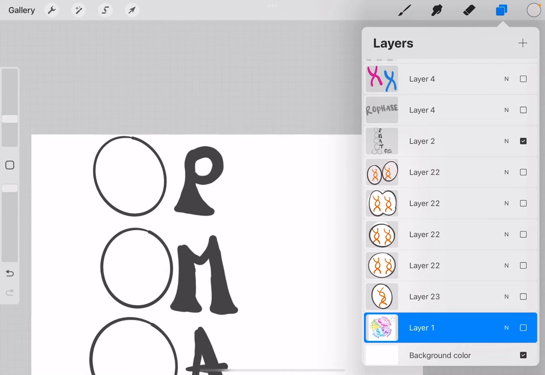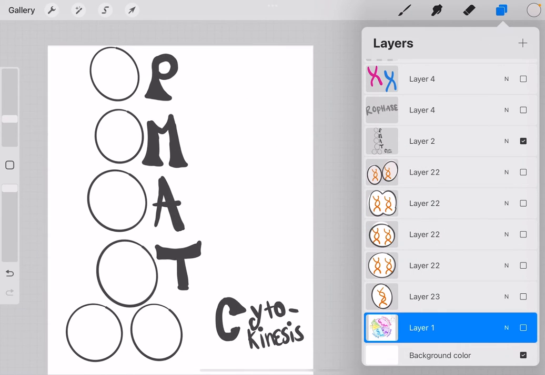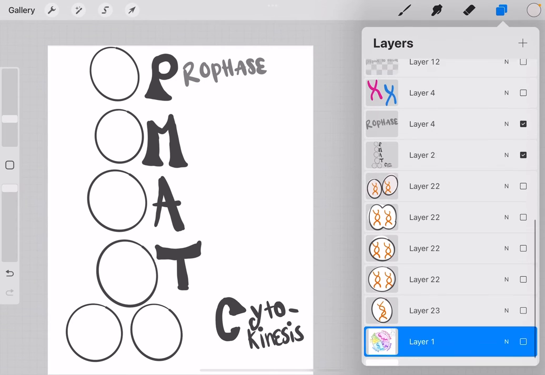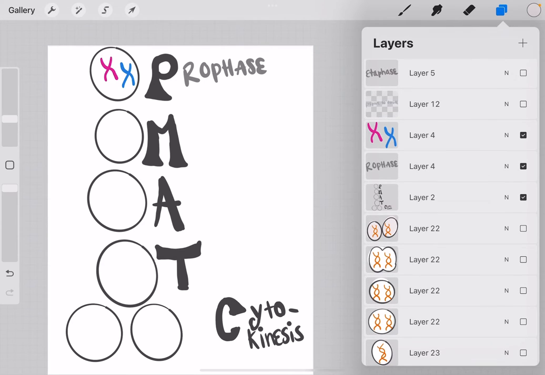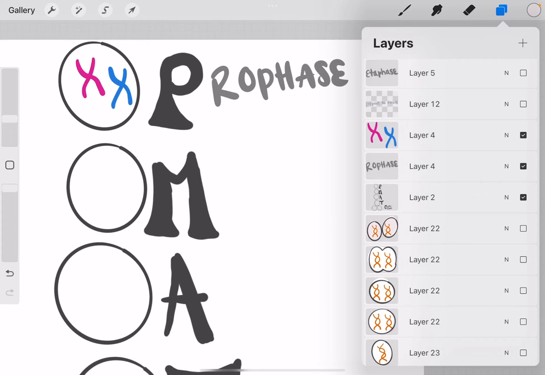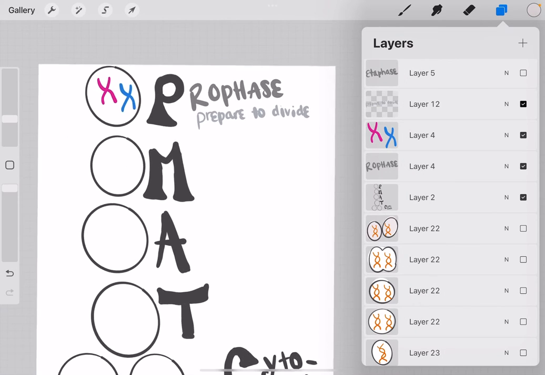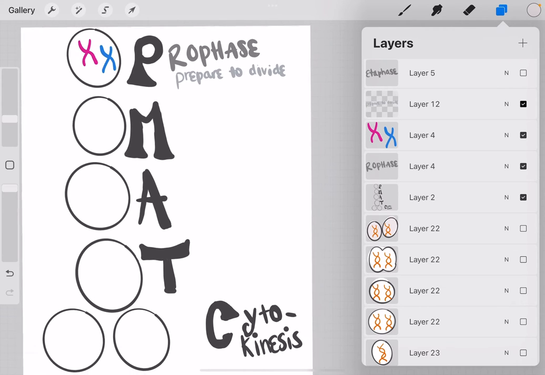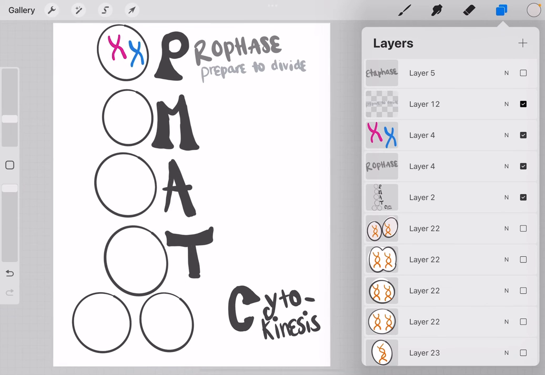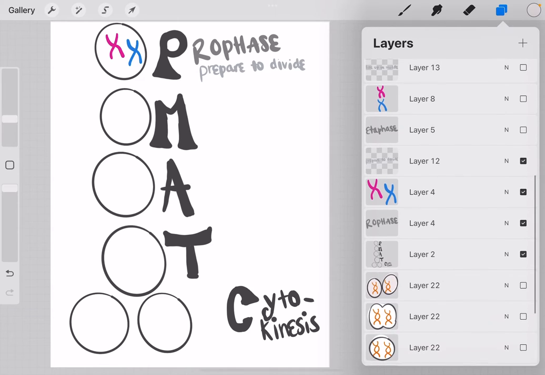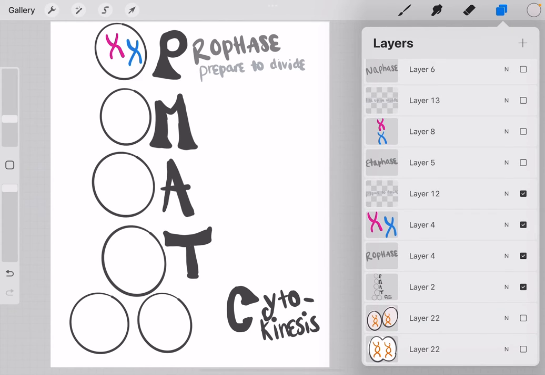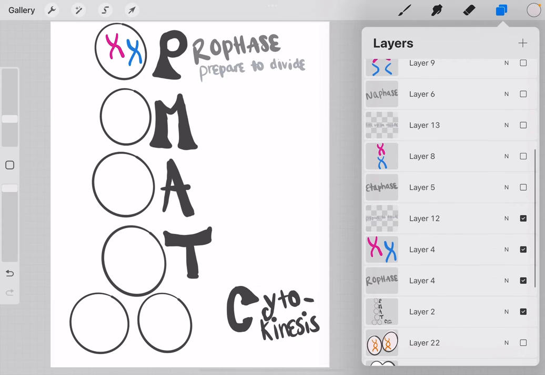The first part of mitosis is prophase. Prophase has 2 copies of the chromosomes. Prophase is when the cell is preparing for division. It's not exactly dividing just yet, but it's preparing for division. So you might see the chromosomes start to show up a little bit more clearly, because they're getting ready to do their thing.